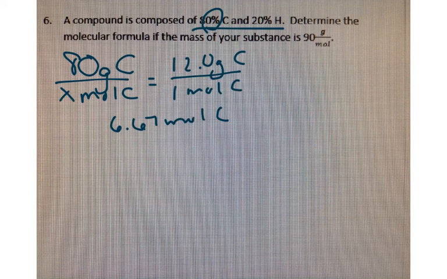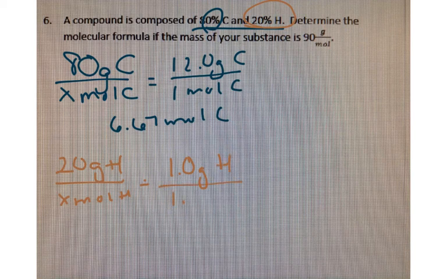Right? Now I need to do the exact same thing, but in this case for hydrogen. So I know that it's 20 grams of hydrogen, and I want to figure out how many moles that is. So I'm going to set that equal to my molar mass of hydrogen, which is 1 gram for every 1 mole of hydrogen. So when I cross multiply this, I get 20.0 moles of hydrogen.